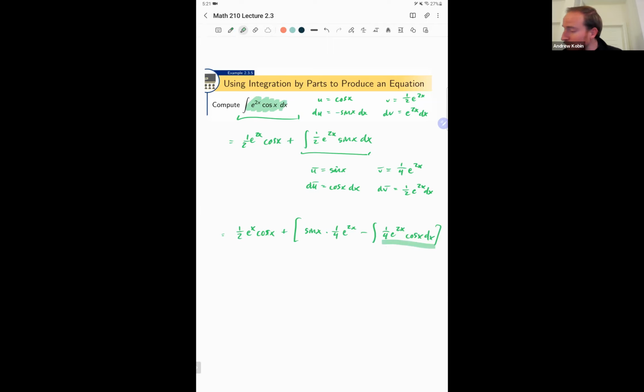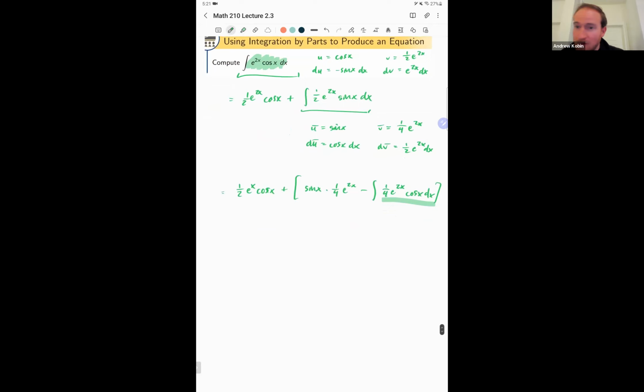So I got out a new integral after 2 steps of integration by parts that contains the same integrand. It's off by 1/4, but it's the same integrand as we started with. Here's the magic. Sometimes I like to think of this as rounding the corner. We just need to get back to the place we started with new information along the way. So what's the new information?